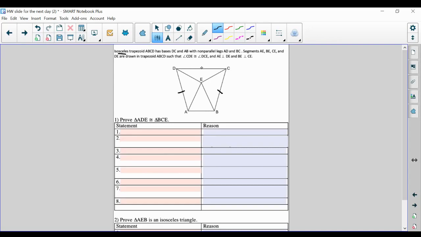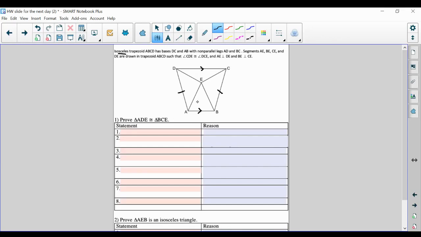We know that a trapezoid has two sides that are parallel. So these two sides, the top and the base, are parallel, and the two legs are not parallel, and they are isosceles, which means they are equal to each other. And segments AE, BE, CE, and DE are joined in the trapezoid ABCD.